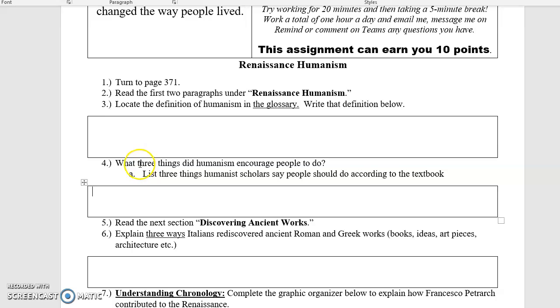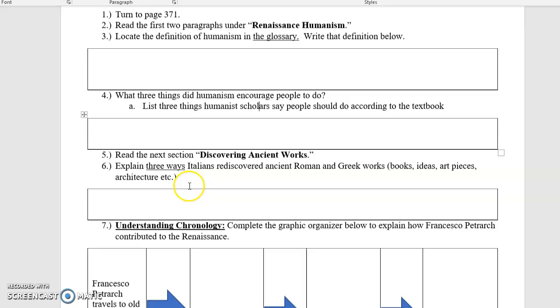Number 4 says, what 3 things did humanism encourage people to do? Okay, so what 3 things did people who talked about the idea of humanism encourage other people to do? And this is your little hint here. It says, list 3 things humanist scholars say people should do according to the textbook. So what does the textbook tell you that these people are saying?